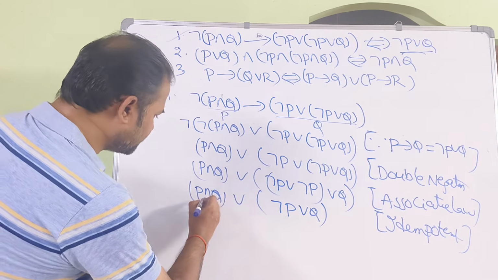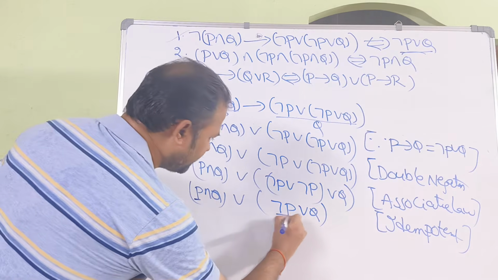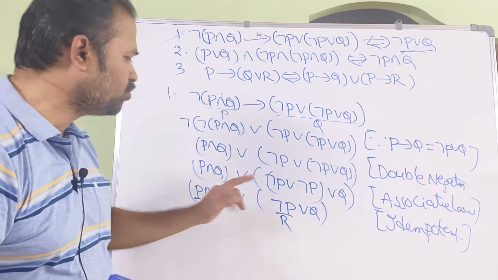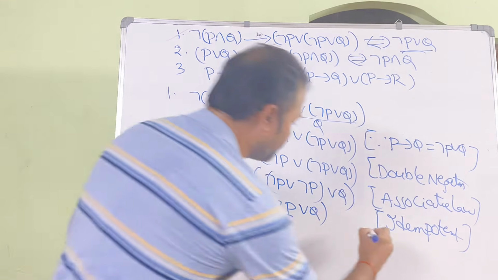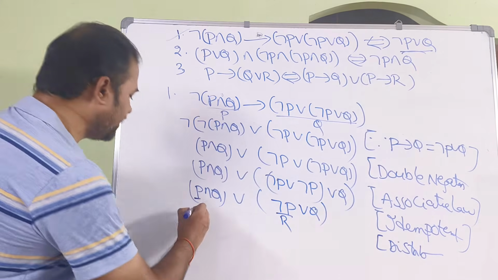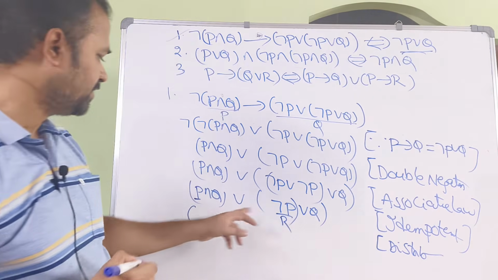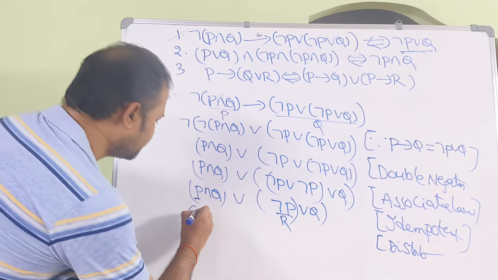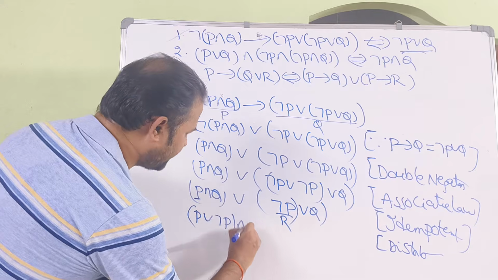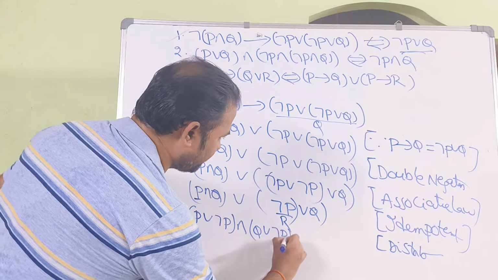Now, let us assume that this is P and Q, and let us assume that this is R. So this is in the form of (P and Q) or R. So we can apply the distributive law. What is the distributive law? Let us assume that this is one proposition: (P and Q) or R means (P or R) and (Q or R). Here R is negation P, and the second proposition is Q. So (Q or negation P) or Q.